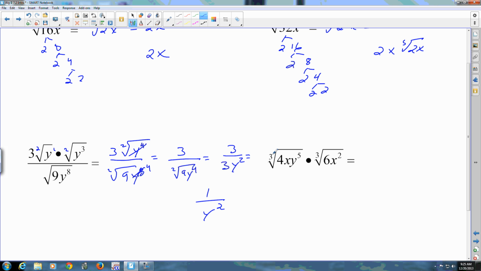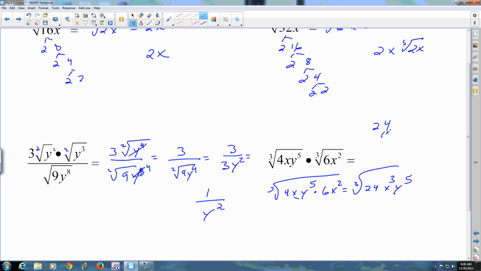Okay? They're both cube roots. I can bring everything together into one big root. So that's 4x y to the 5th times 6x squared. You're multiplying. 4 times 6 is 24. x to the 1st times x squared is x cubed. y to the 5th. Okay? And it's a cube root.